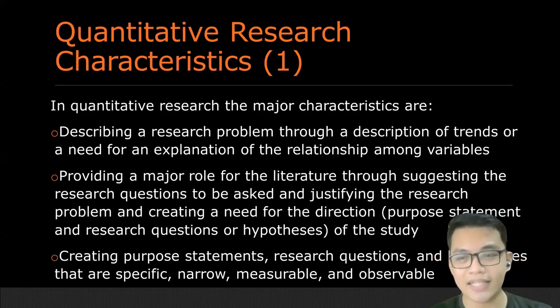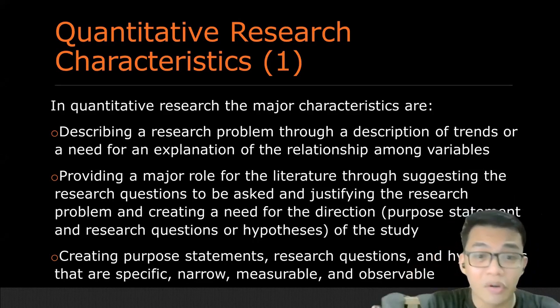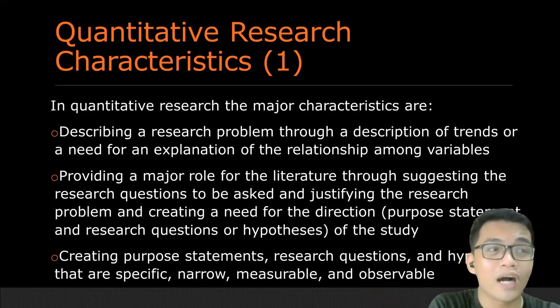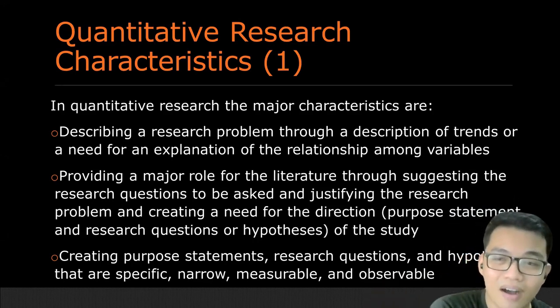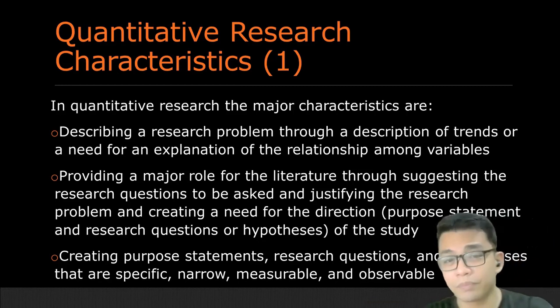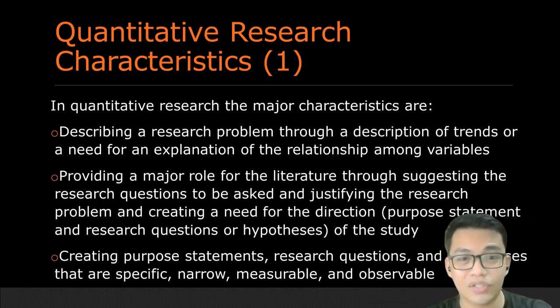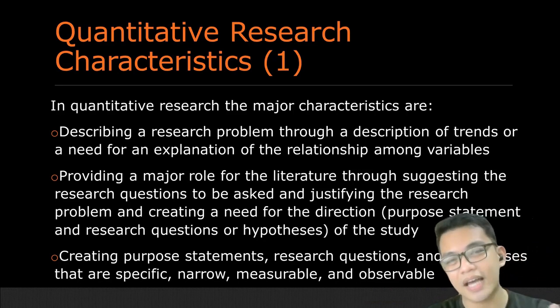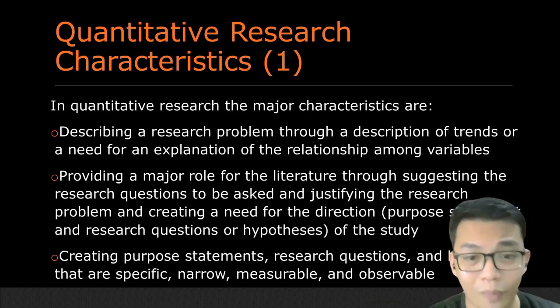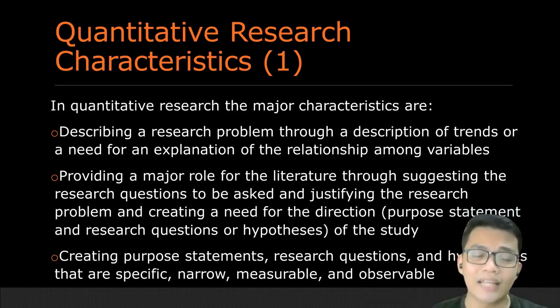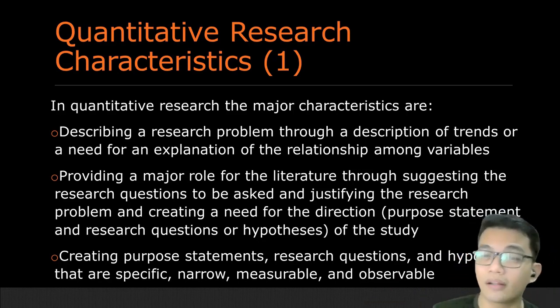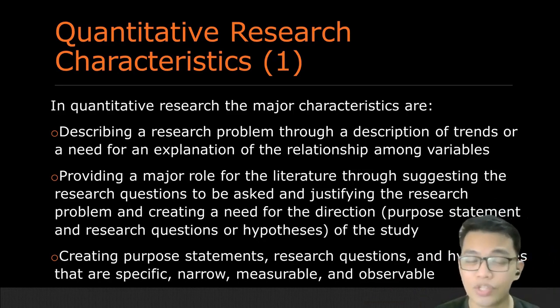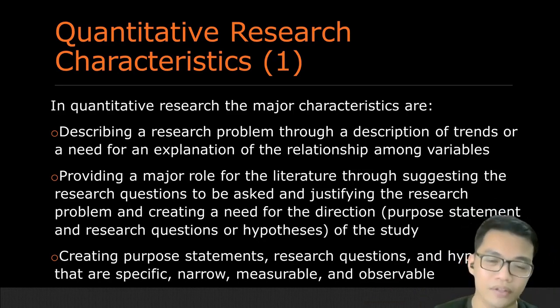So trends basically is what are the characteristics of a particular sample or particular group. Okay, so that's trends. Relationship among variables is what we can see again in the correlational design that I discussed a while back, where one variable is related to another and they predict one another, and we can see the relationship of this variable to another variable.